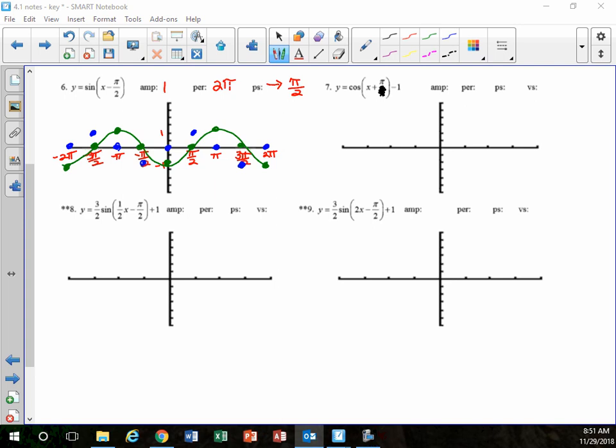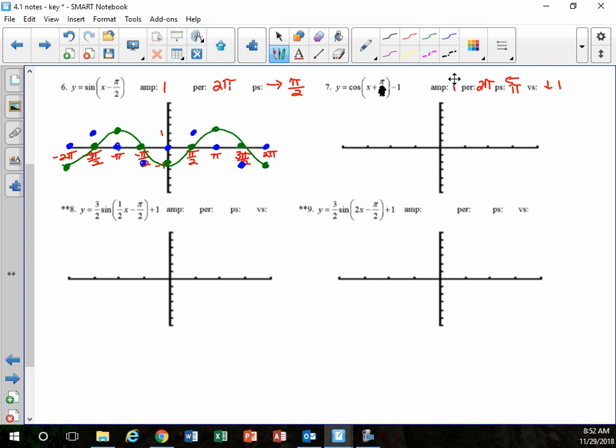All right, guys, is there an amplitude change? No, so that's just 1. Is there a period change? Nope, so that's still 2 pi. All right, phase shift. Where am I going this time? Left pi, good. And then VS is for vertical shift. Down 1, okay. We all right with all of that?